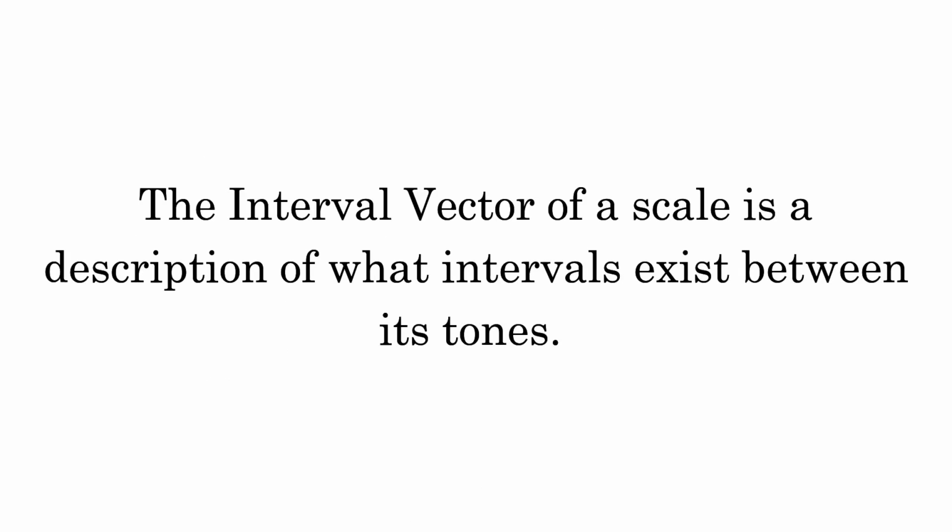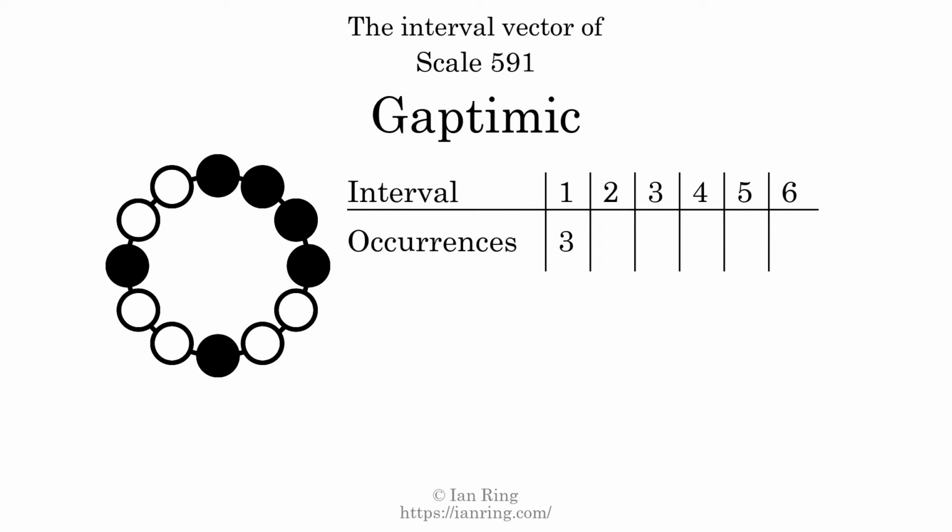The interval vector of a scale is a description of what intervals exist between its tones. There are 3 intervals with the size of 1 semitone. They are here, here, and here. There are 2 intervals with the size of 2 semitones. They are here, and here. There are 4 intervals with the size of 3 semitones. They are here, here, here, and here.